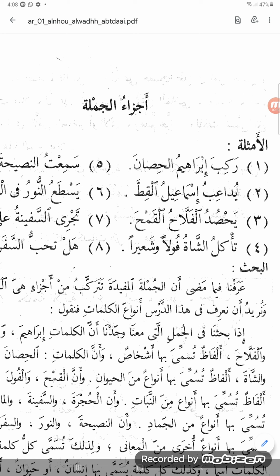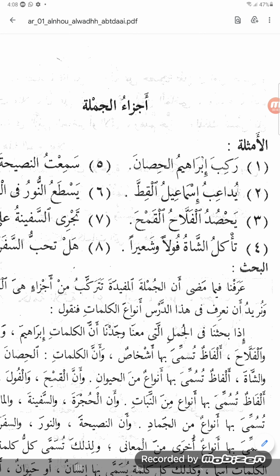Today we are starting with the second chapter of the Kitab Nahu Wazih. Hope everyone studied the first chapter. So now let's look at the second chapter. Ajza'ul jumlati, parts of the sentence. Ajza' is the plural of juz'un. Al-amthilatu, the examples. Amthilatu is the plural of mithal.